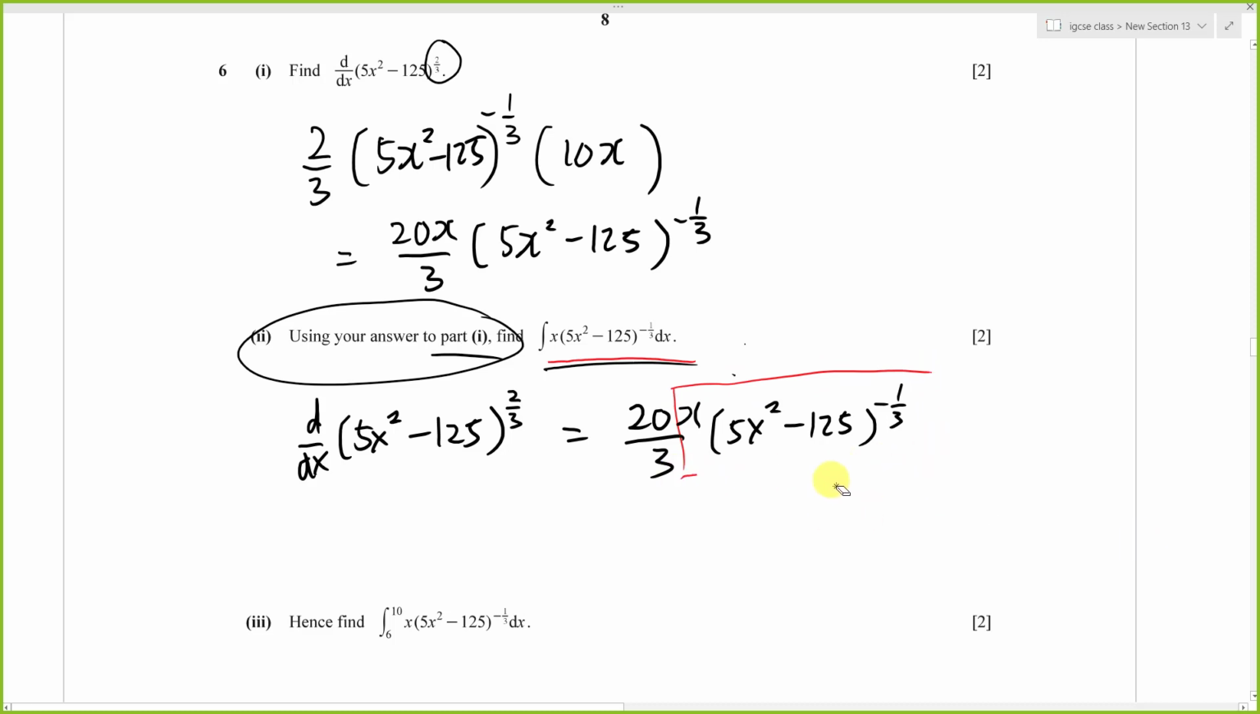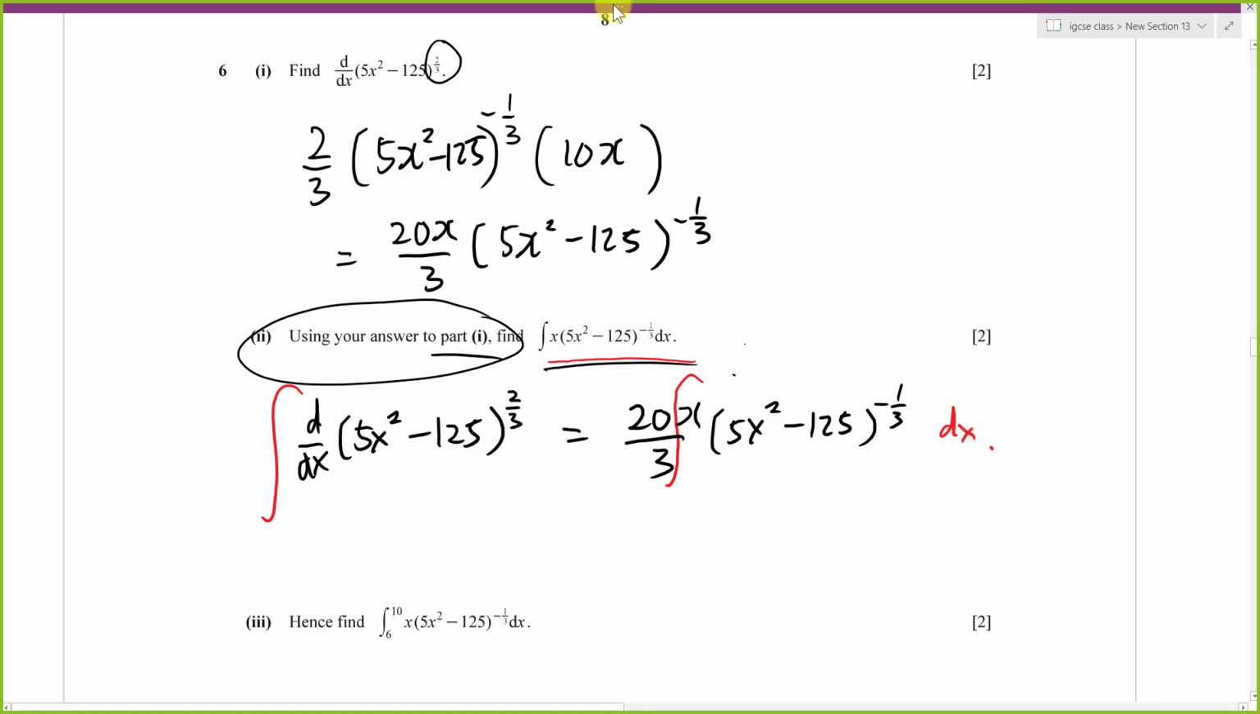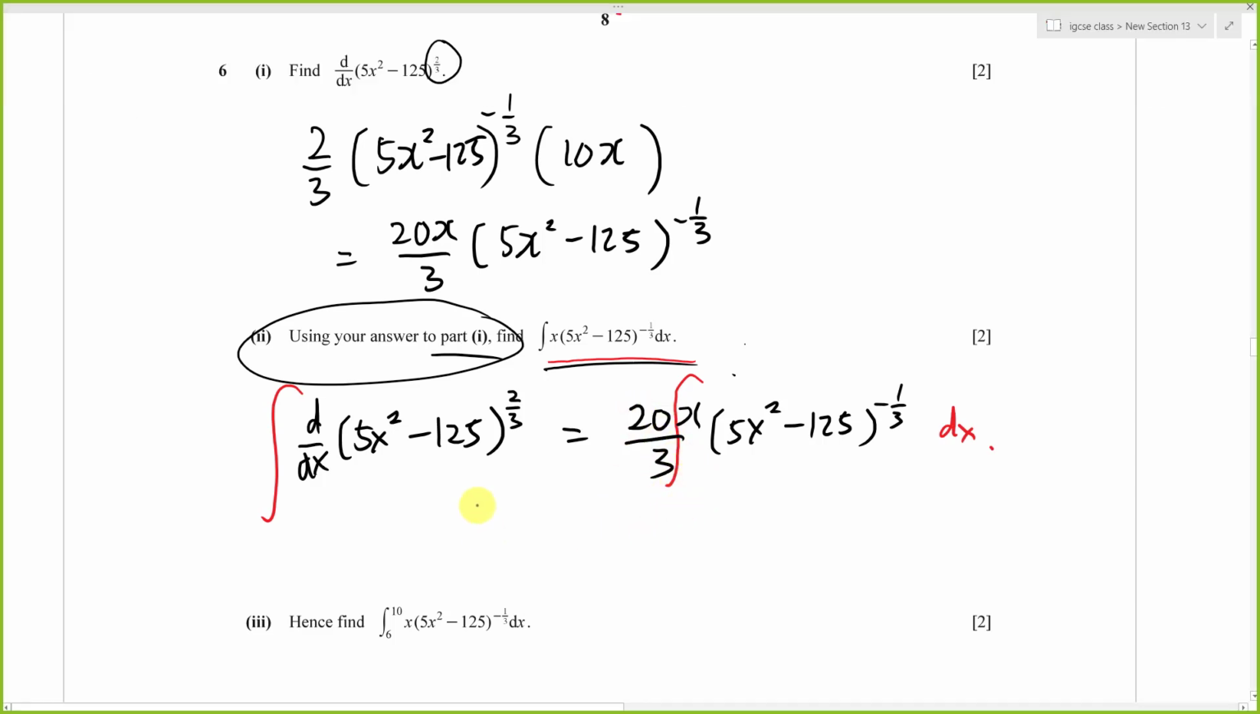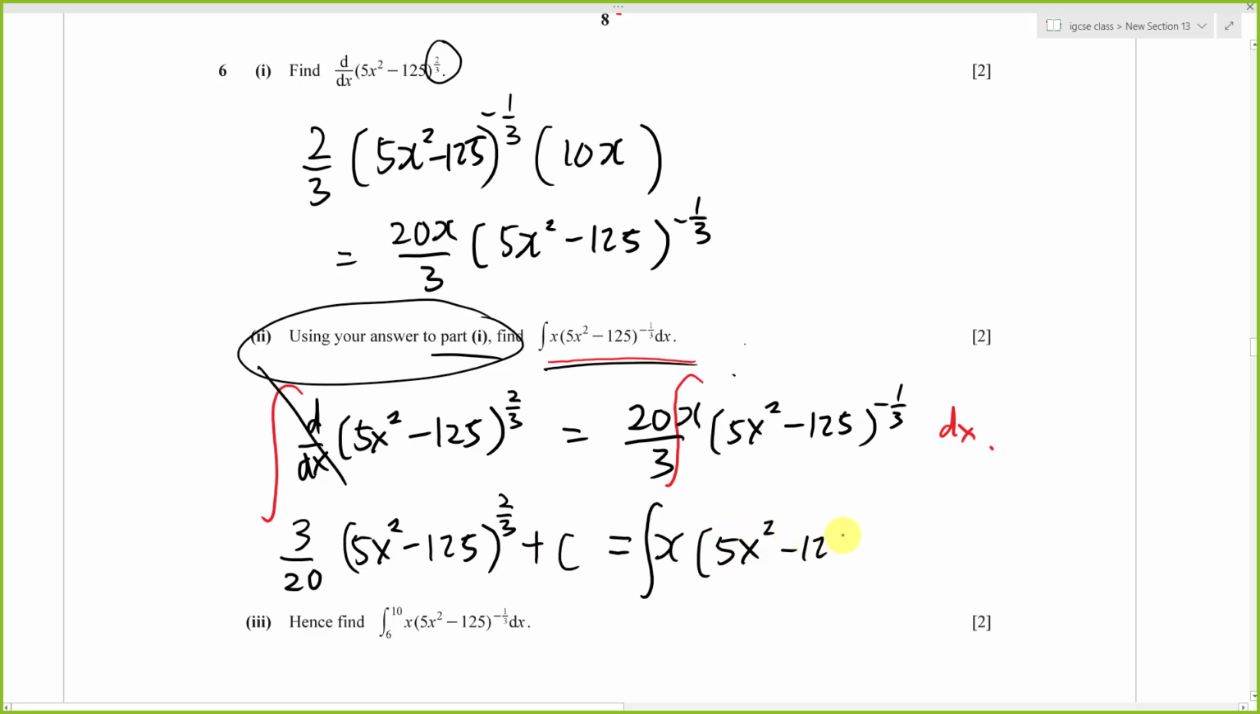So what I want to do now is add the integration sign for both sides, and I will add the dx because I need to integrate it. Then I need to move the 20 over 3 to the other side, and it becomes 3 over 20 here. And then this one is simplified already. So I have 5x squared minus 125 to the power of 2 over 3. Actually, I know it's so many brackets. And then I will add plus c. Done. So when I integrate this thing, this is what I will get.